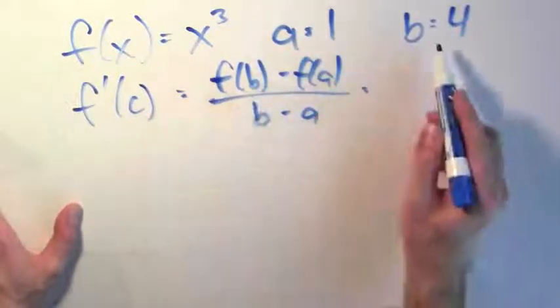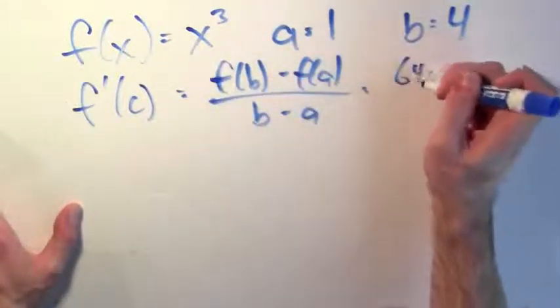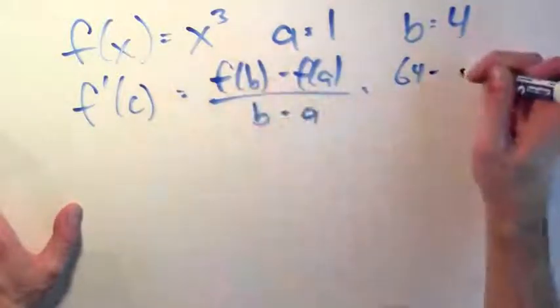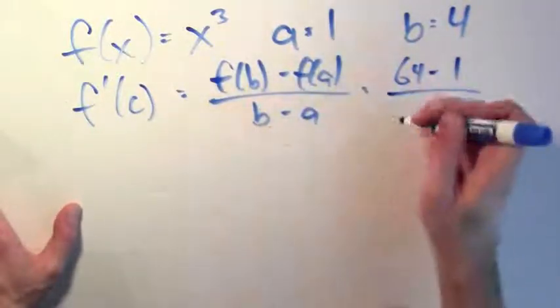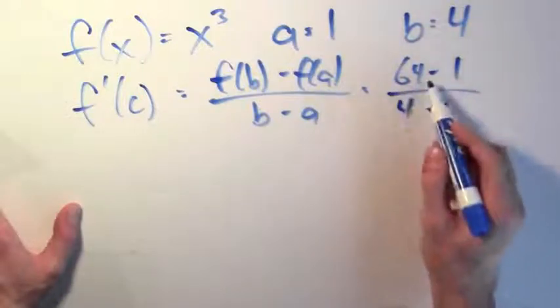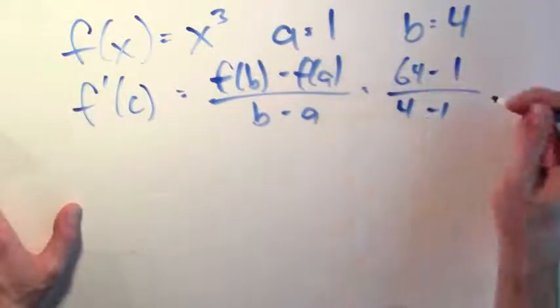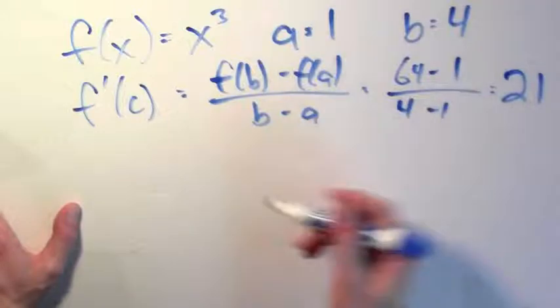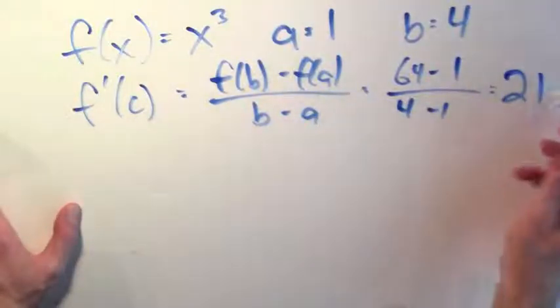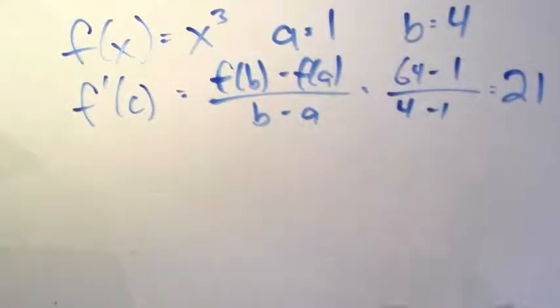Now in this case, f of b is 4 cubed, that's 64. f of a is 1 cubed, that's 1, and b minus a, that's 4 minus 1. This is 63 over 3, that's 21. So I'm looking for a point c where the derivative is equal to 21. Now can I do that? Yeah, I just got to differentiate this function.